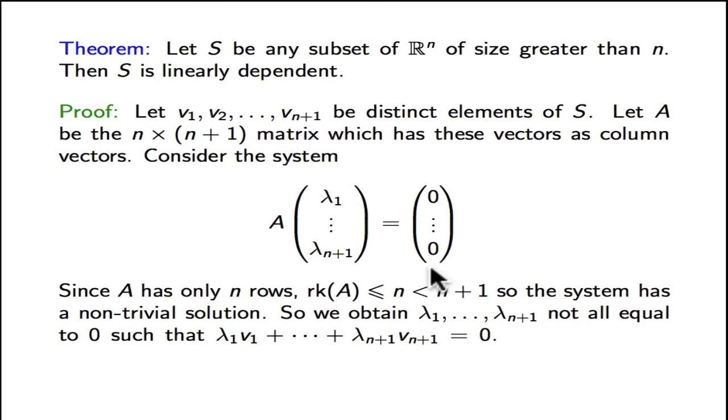So we can find lambda 1 up to lambda n plus 1, not all of them equal to 0, such that lambda 1 times v1 plus dot dot dot plus lambda n plus 1 vn plus 1 is equal to 0. But this exactly says that S is linearly dependent, which is what we wanted to prove.